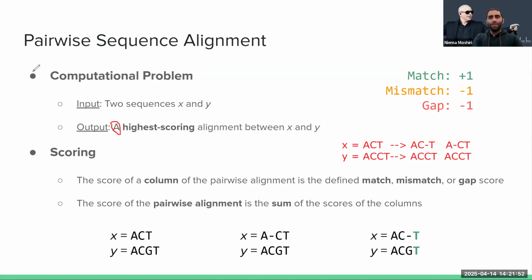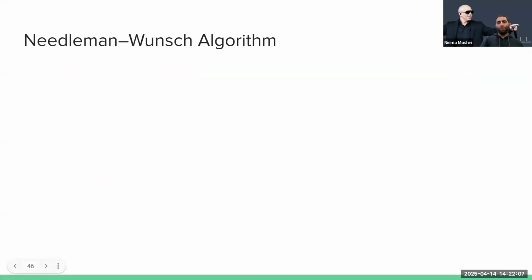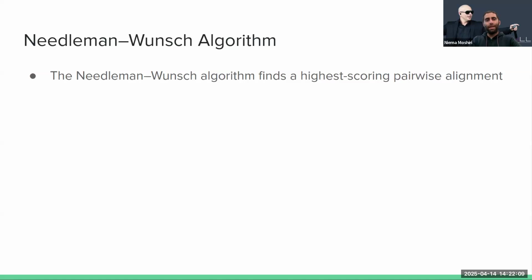Okay, so we've discussed how we can score alignments. And basically, the general idea is given two sequences, I want to find a pairwise alignment that maximizes this score. How do I do this? There's an algorithm called the Needleman-Wunsch algorithm. It's an algorithm that, given two sequences, will find a highest scoring pairwise alignment.